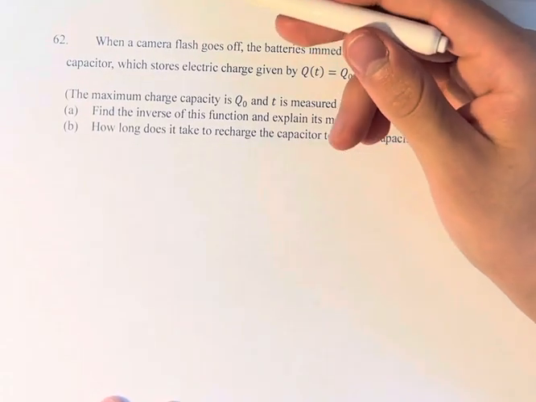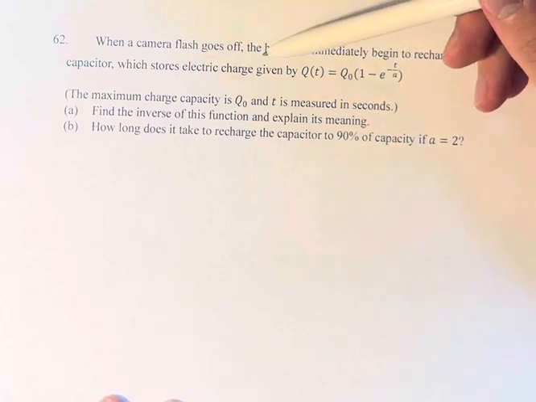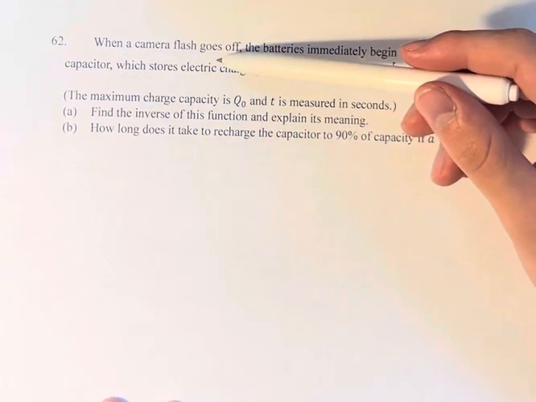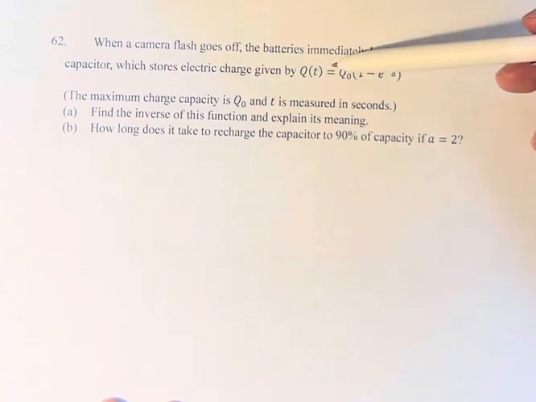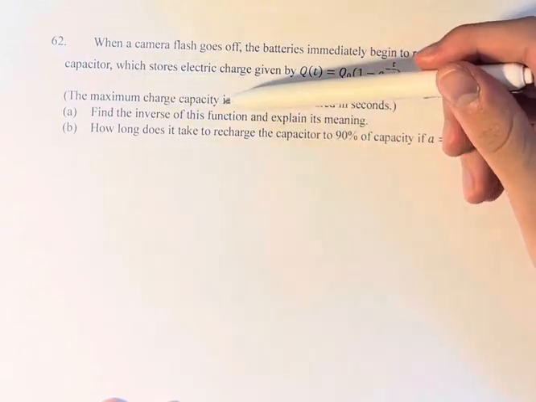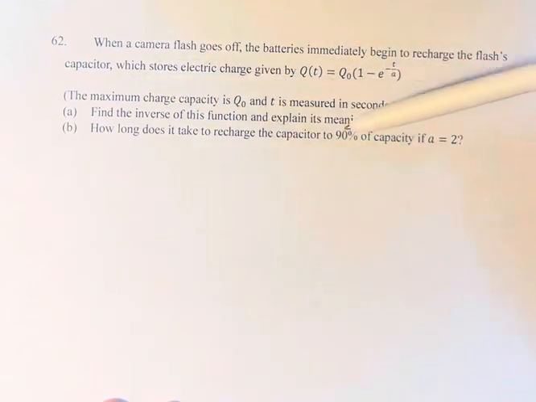In this problem, we're asked: when a camera flash goes off, the batteries immediately begin to recharge the flash's capacitor, which stores electric charge given by the function q of t equals q naught times 1 minus e to the negative t over a. The maximum charge capacity is q naught and t is measured in seconds.